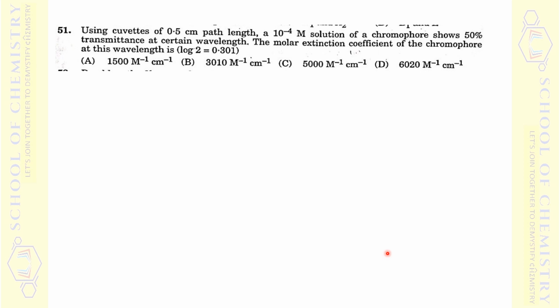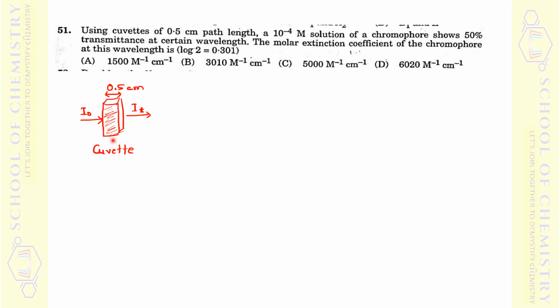Coming to the question. The question reads: using cuvettes of 0.5 cm path length, a 10⁻⁴ molar solution of a chromophore shows 50% transmittance at a certain wavelength. The molar extinction coefficient of the chromophore at this wavelength is, and they have given the value of log 2. So first let's try to understand the question. They say they have a cuvette of 0.5 cm path length and they have taken a solution whose concentration is 10⁻⁴ molar.